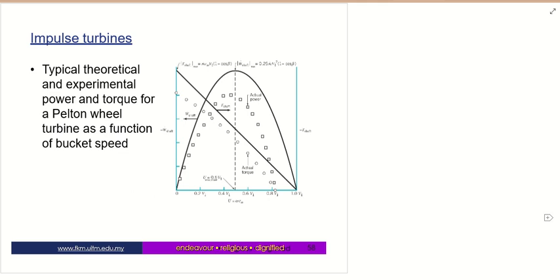So this is a typical theoretical and experimental power and torque for a Pelton wheel turbine as a function of bucket speed. Okay, so bucket speed. So this is bucket speed U equal to omega R_m, and then this is omega. This is the power produced to the shaft, and then this is the shaft torque.